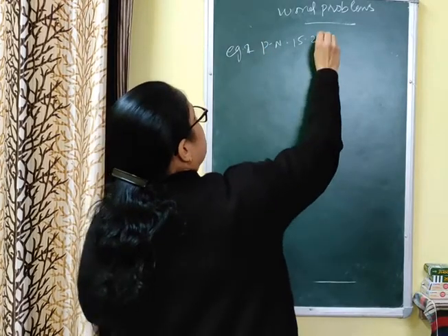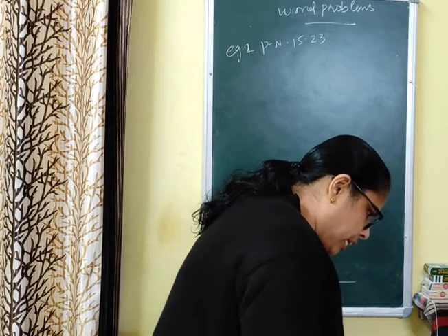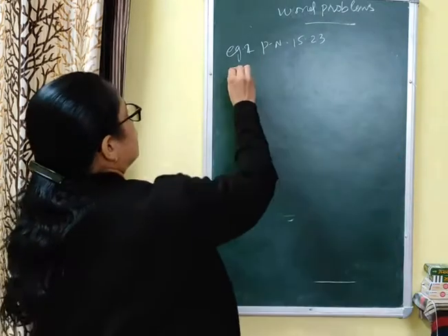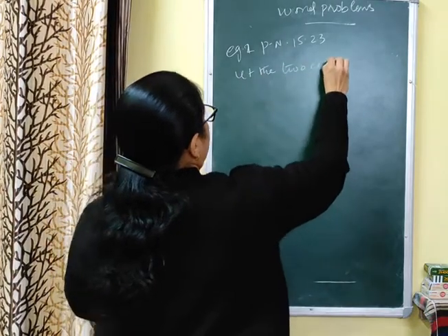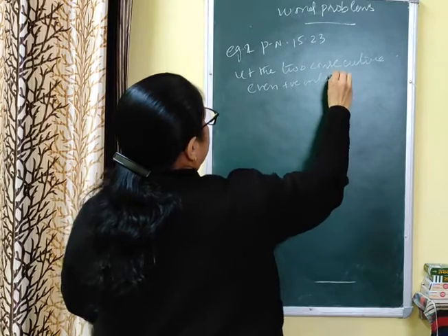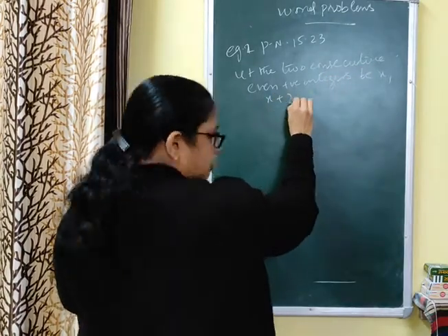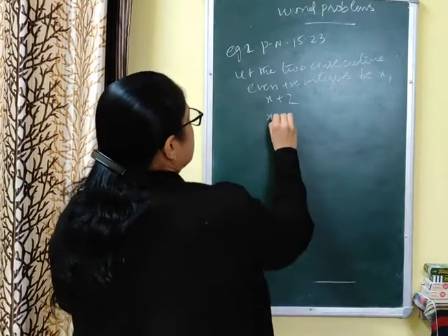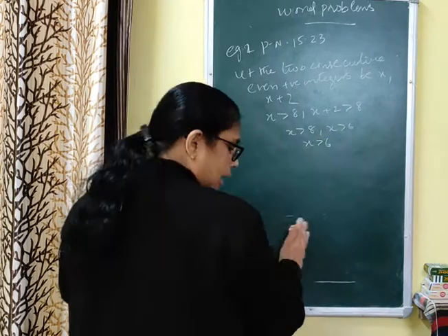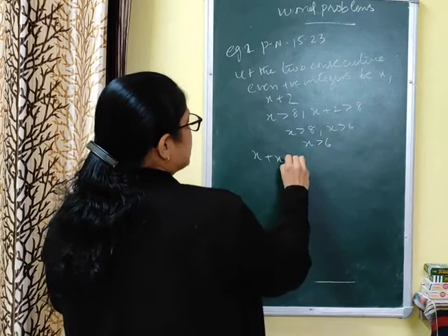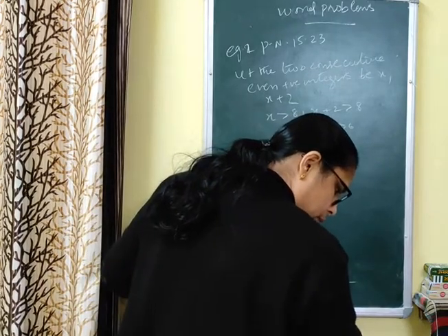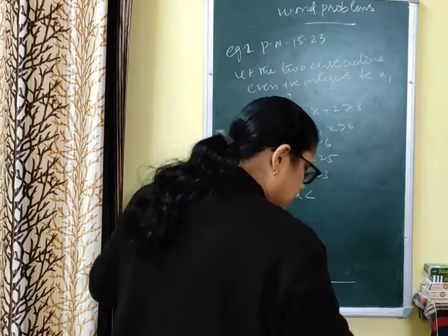example 2, page number 15.23. I am reading the question. Find all pairs of consecutive even positive integers, both of which are larger than 8 and their sum is less than 25. Let the two consecutive even positive integers be, even means you have to add 2, x comma x plus 2. What are you given? Both are larger than 8, that is x greater than 8, x plus 2 greater than 8 means x greater than 6. The sum is less than 25, x plus x plus 2 less than 25 implies 2x less than 23 implies x is less than 23 by 2.